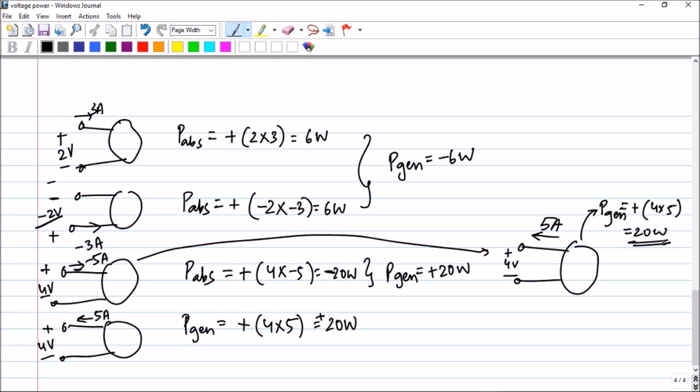So friends, in the next lecture, we will be going through a number of problems which give power absorption, power generated concepts. We will also be trying to introduce the concepts of independent voltage source and dependent voltage source, independent current source, dependent current sources. And once we complete all that, we will be doing a lot of problems for power absorption, power generated, etc.